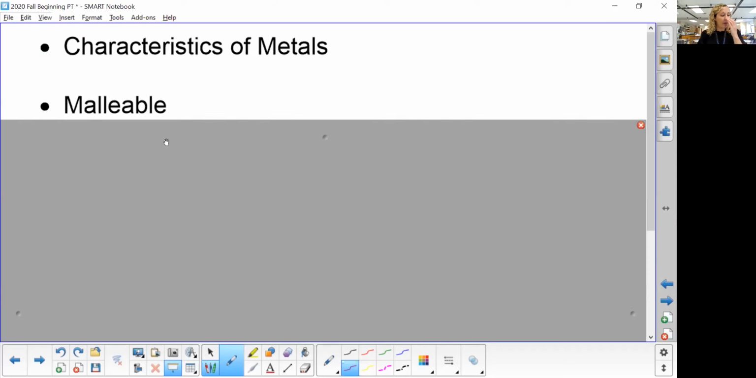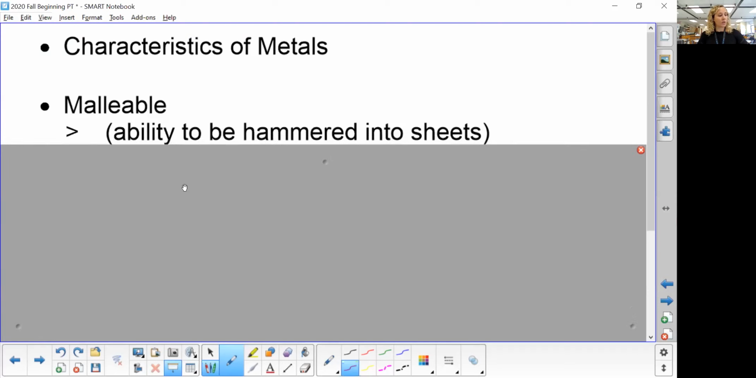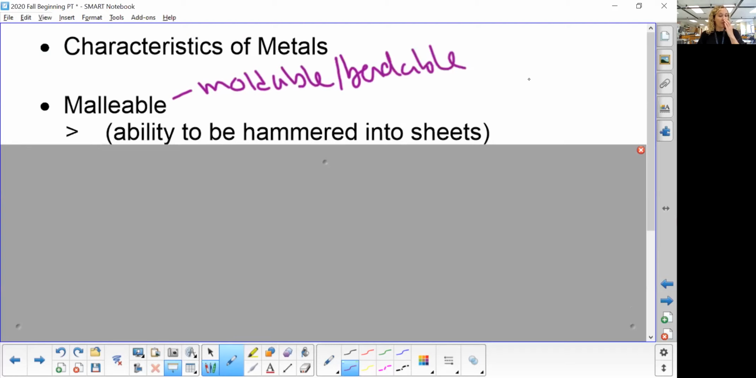All right, so metals by definition are malleable. Does anybody know what that vocab word is? Does it mean like bendable? Yep, it does. And the strict definition, so you can think of malleable if you think of the word moldable, bendable, those are all good ones. The strict definition of malleability is the ability to be hammered into sheets. So that's a characteristic of metals. If you hammer it, it will go into a flat sheet. So it is moldable, it is bendable, and it can be made into a flat sheet.